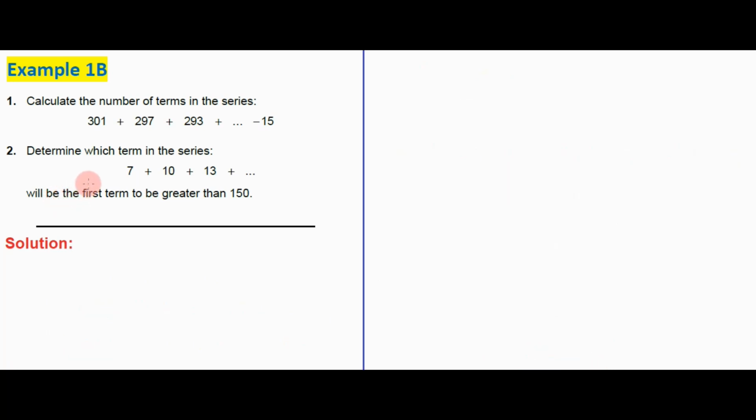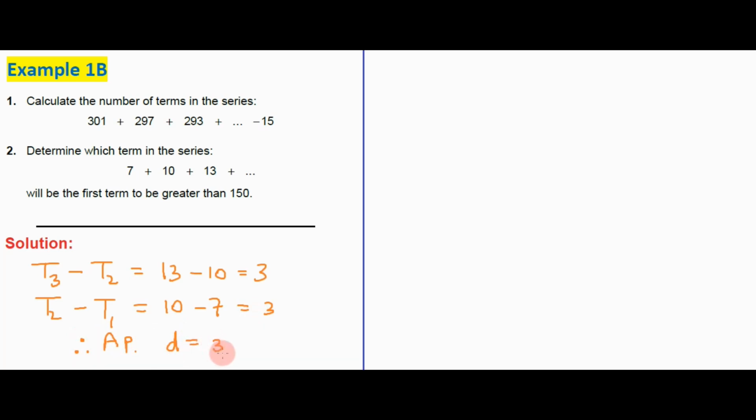Let's look at the second question here. It says, determine which term in a series, 7 plus 10 plus 13, etc., will be the first term to be greater than 150. Let's first check whether this is an arithmetic series. So term 3 less term 2 will equal 13 less 10, which is 3. And term 2 less term 1 will be 10 less 7, which is also 3. So we know it's an arithmetic series. So it's an AP with common difference D equal to 3.